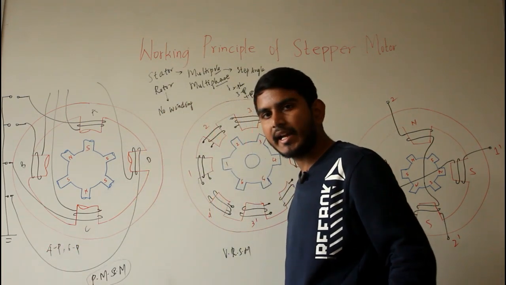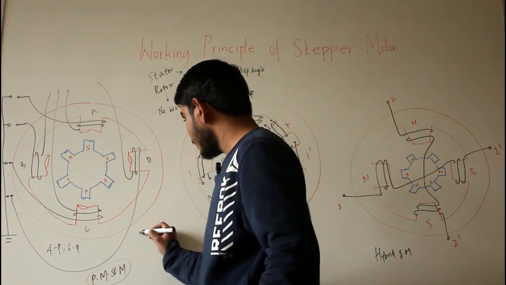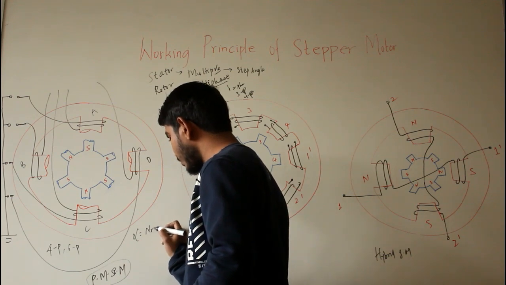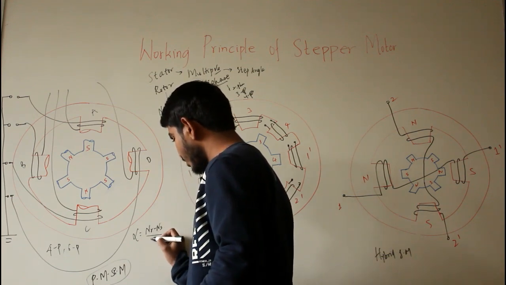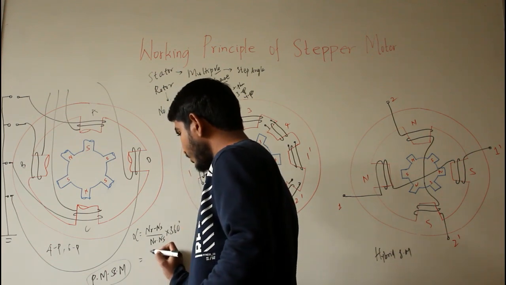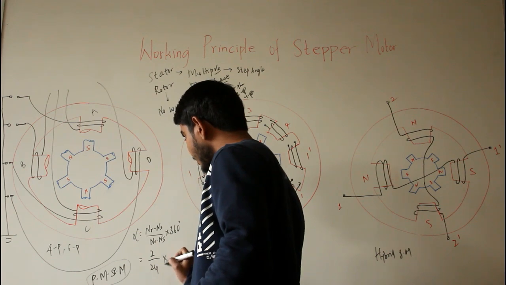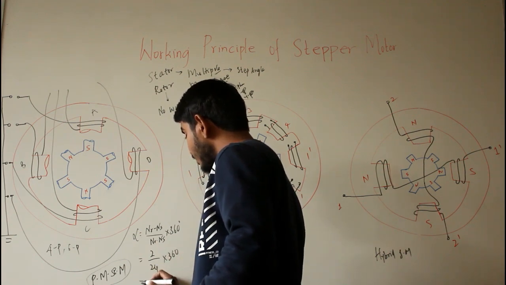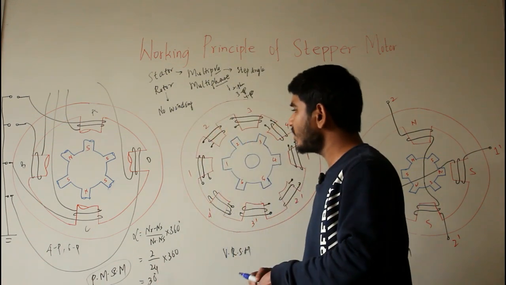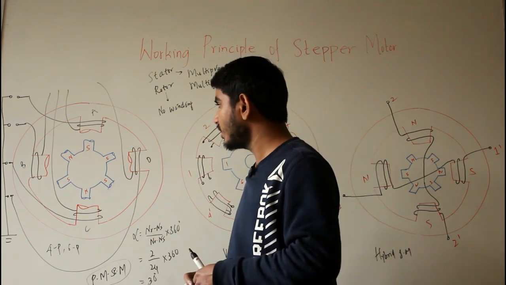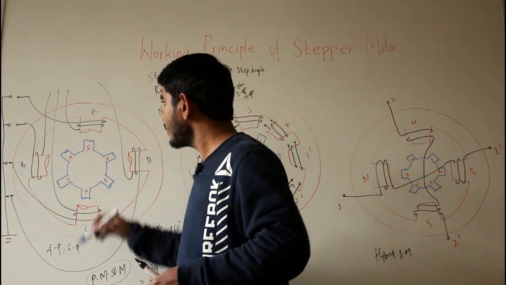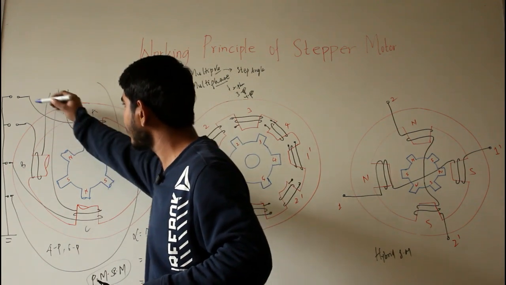Now from here you can calculate the step angle. Your step angle will be nothing but the difference of these poles, so step angle equals (Nr minus Ns) by (Nr into Ns) into 360. So this will be 2 upon 6 into 4, and this is 360. So this gives you 30 degrees. So your step angle will be 30 degrees. Basically this permanent magnet stepper motor employs a permanent magnet rotor. So your rotor is a permanent magnet and your stator is wound like this.